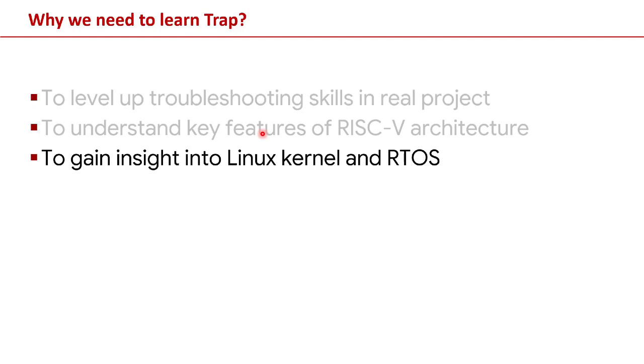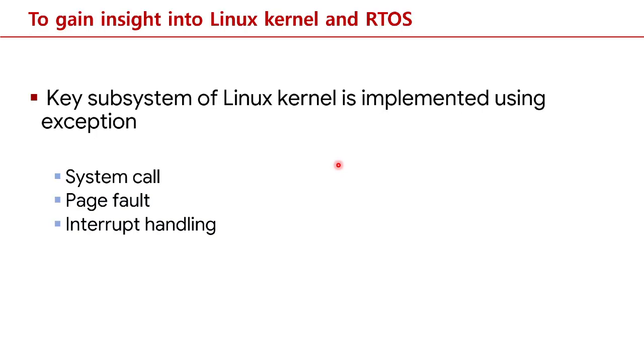Another reason why we have to learn about trap in RISC-V architecture is to gain insight into Linux kernel and real-time operating system. In this lecture, we're going to explore this reason in more detail. If you look into the source code and subsystem of the Linux kernel, you're going to see that the key subsystem of Linux kernel is implemented using exception and the trap.